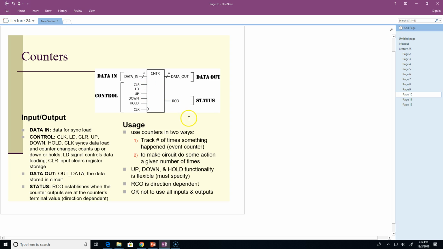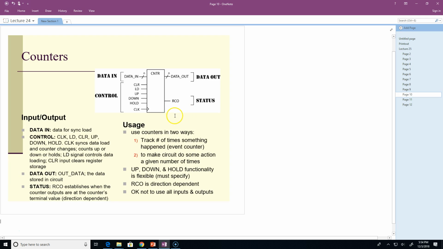And what else here? It does have a status output. This is RCO, which is ripple carry out. This means it indicates the terminal count. So if it's an up counter, this RCO is going to be asserted when the outputs are all ones, all n bits of the output are 1. But typically speaking, if it's an up-down counter, the RCO is asserted when it's all ones if it's counting up, and it's asserted when it's all zeros if it's counting down. So the RCO is actually dependent upon whether it's counting up or down for an up-down counter.